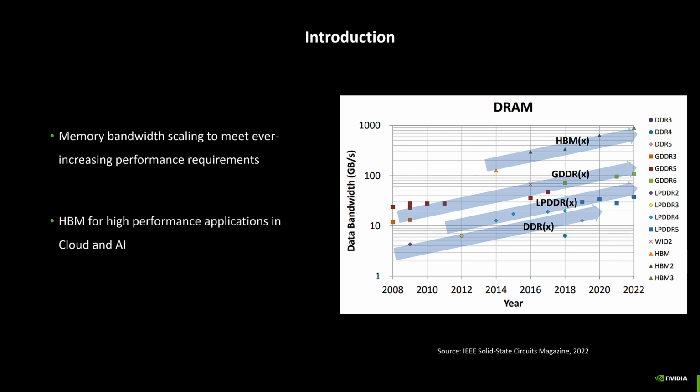For most cloud and AI applications where you do some sort of training, HBM is the memory of choice. If it comes to inference, you could use a mix of GDDR or LPDDR products, and you could have a similar mix for edge computing.